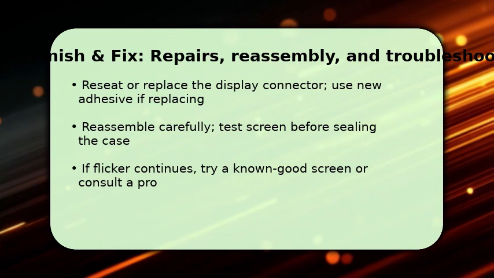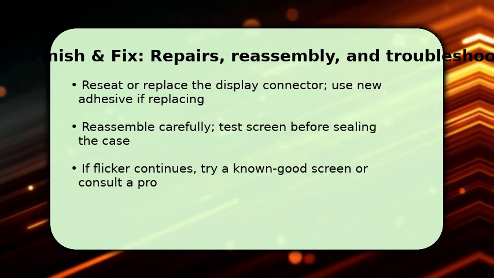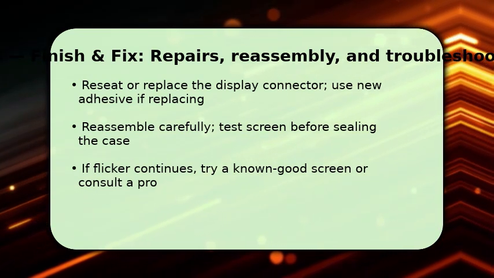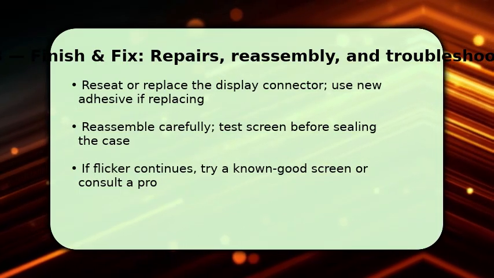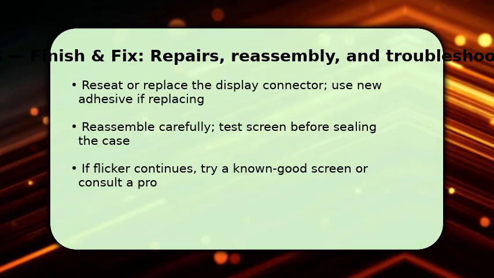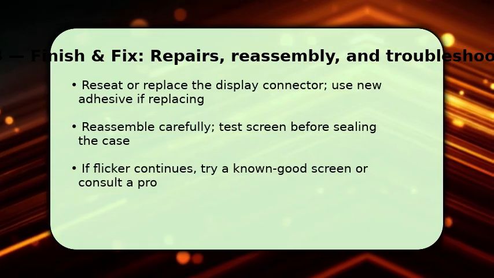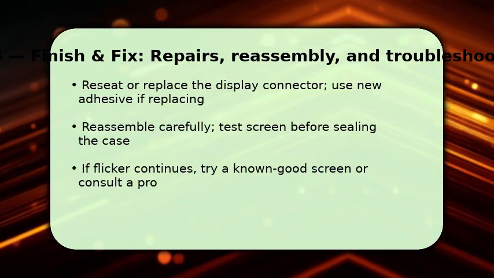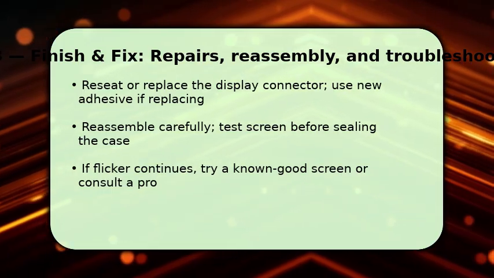If replacing the screen, use new adhesive strips and test the panel before final assembly. Connect and power the phone briefly to confirm the fix. Make sure to torque screws evenly and avoid over-tightening. If flicker continues after a known good screen, it points to the logic board or power management IC. In that case, stop and consult a professional technician for board-level diagnosis.